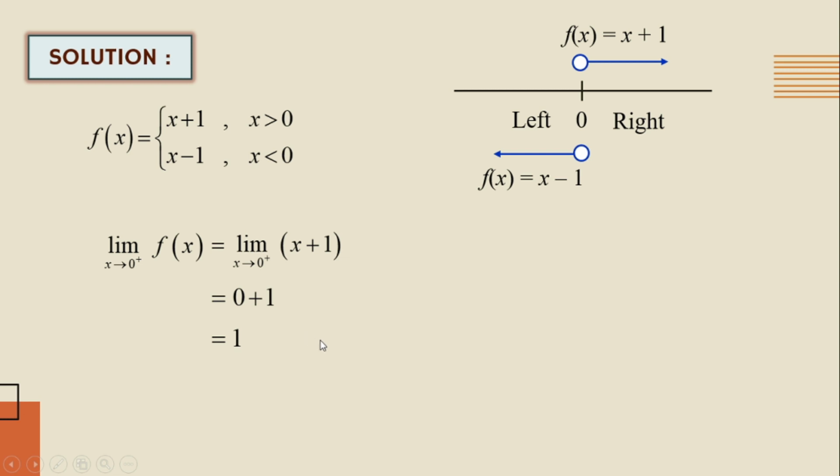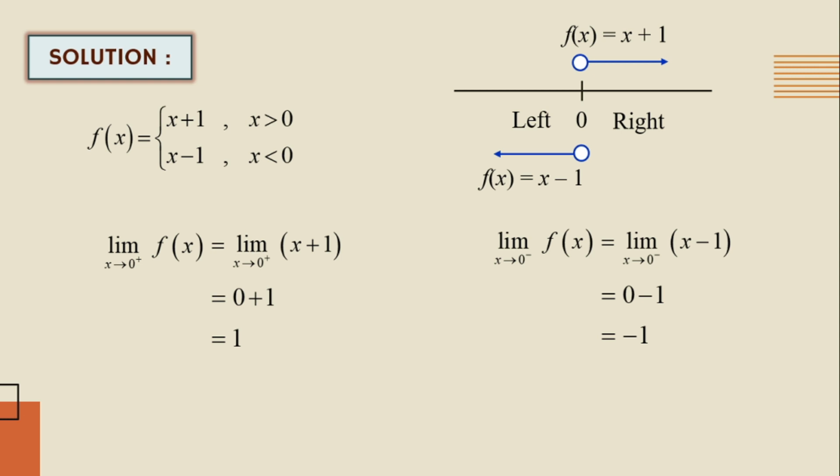Okay. Then we find the limit of f(x) as x approaches 0 from the left. Okay, so we refer to the left of x equal to 0. And here we notice that the function is x minus 1. Okay, so we replace f(x) with x minus 1, then substitute x equal to 0. We get 0 minus 1. And the limit of f(x) as x approaches 0 from the left is negative 1.